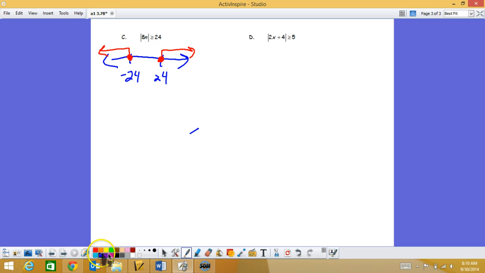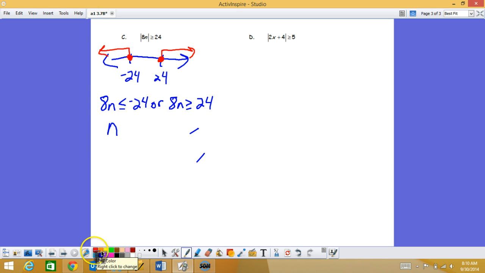So to set this up, 8n is going to be less than or equal to negative 24, or 8n can also be greater than or equal to positive 24. And then we're going to solve each of these inequalities by dividing by 8.